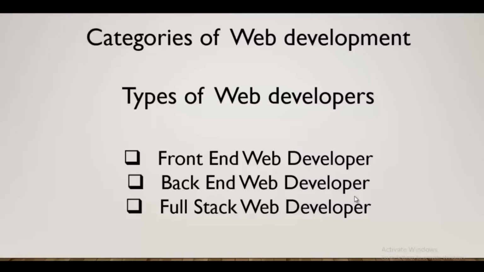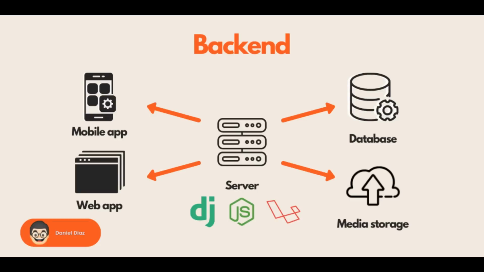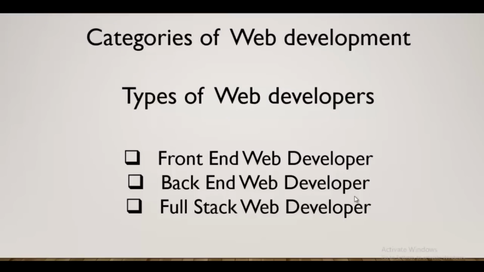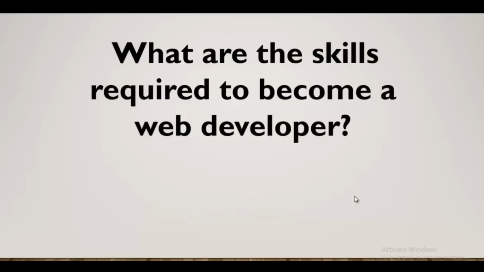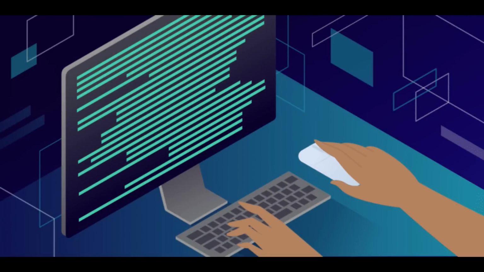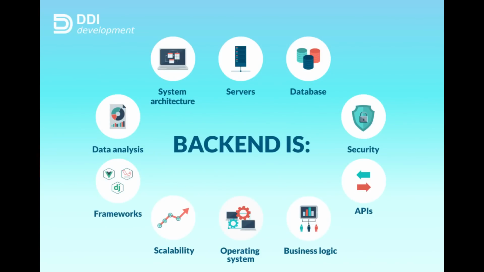Let's talk about the back-end development. All right, a back-end developer deals with the server side of a web application. It involves writing code that manages data, handles user authentication, and ensures the functionality of a website or web application. Common programming languages for back-end development include Python, Ruby, PHP, and JavaScript, which is Node. So Node is being used for the backend.